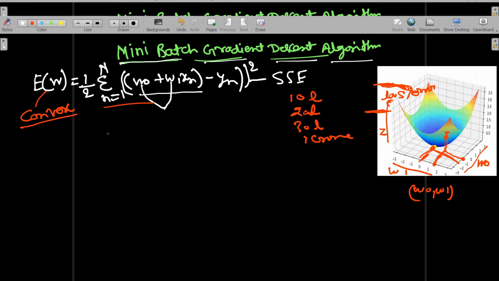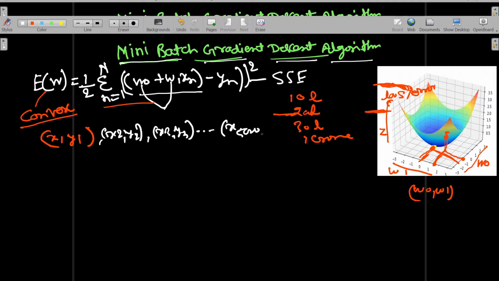Let's suppose we have 20 lakhs of records. What we will do is divide this 20 lakh data into batches of 5,000. Suppose this is one batch: we take x1 y1, x2 y2, x3 y3, similarly up to x5000 y5000. So this is one batch, we can say the first batch.